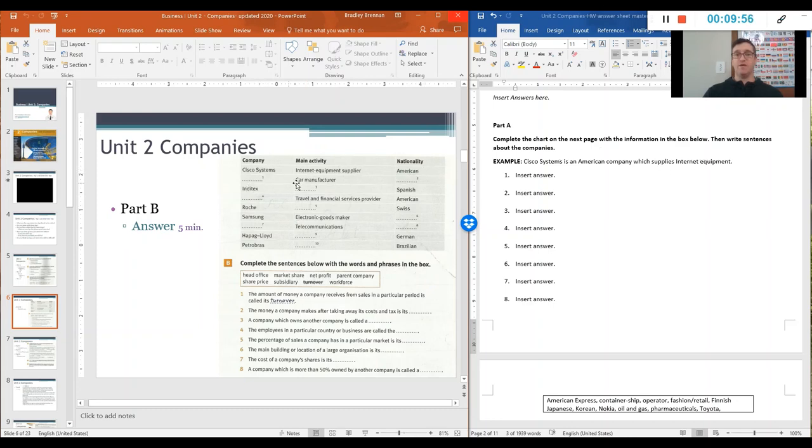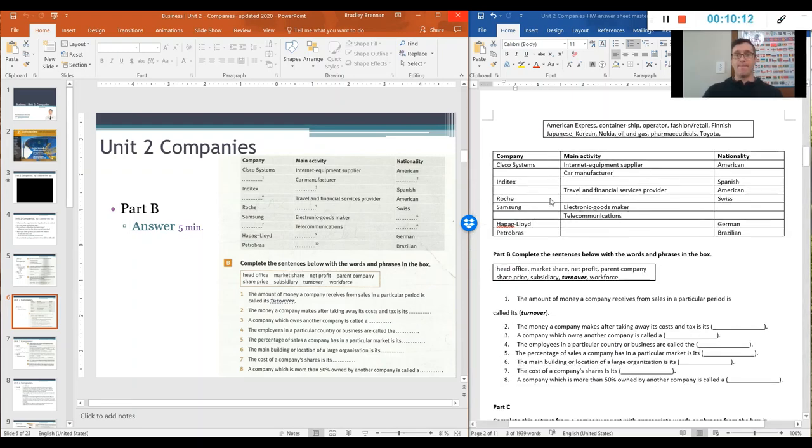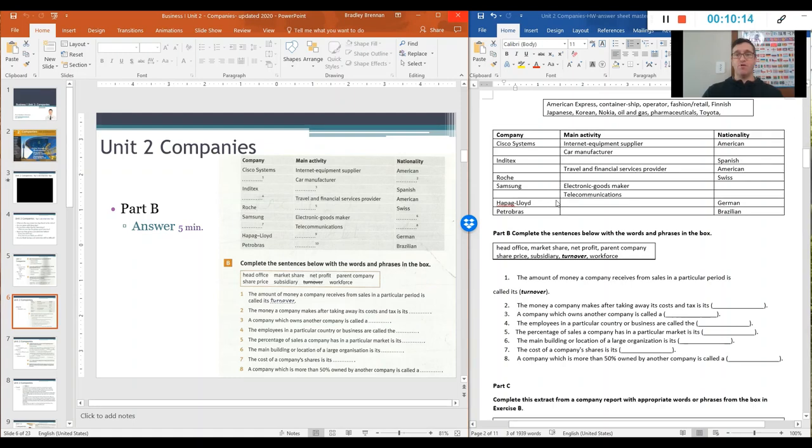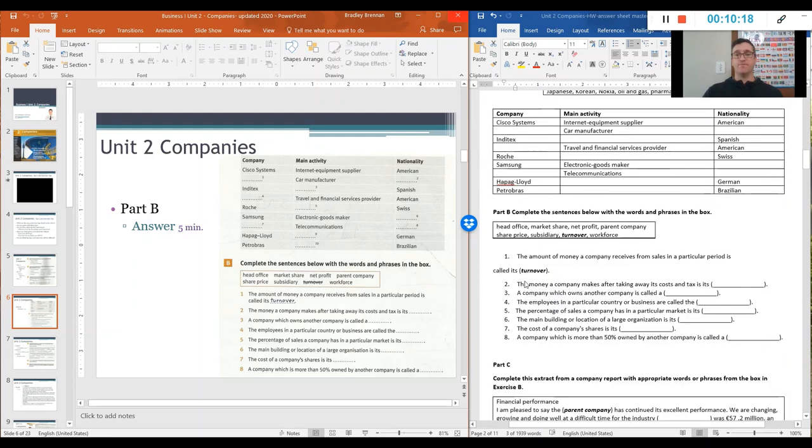So next one, blank, car manufacturer, blank. You could say number two, BMW is a German car manufacturer, is a car manufacturer from Germany. Okay. So do that for all of these, it's eight different examples.